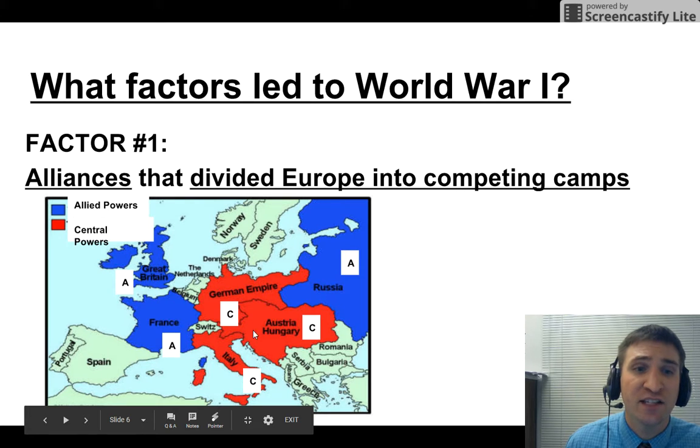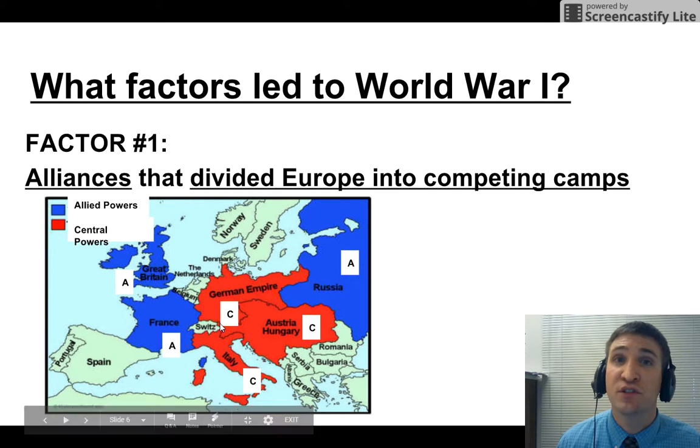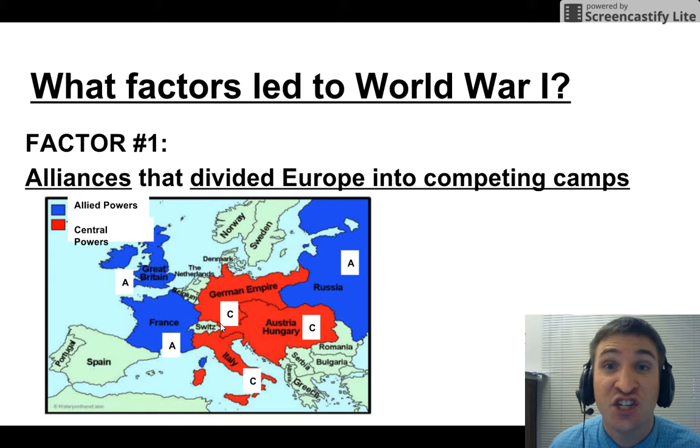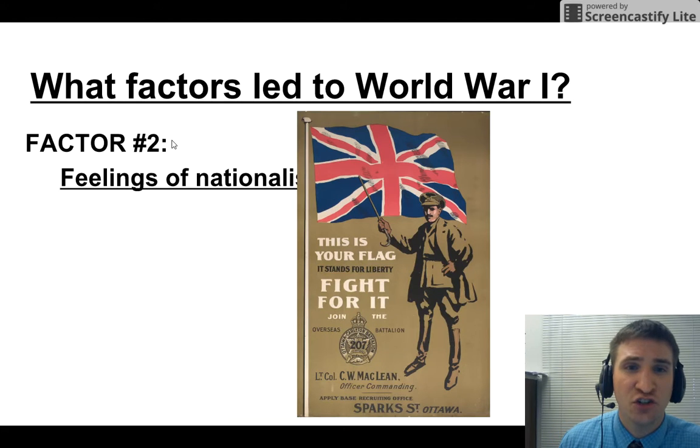Factor 2, feelings of nationalism. Nationalism. This is your flag. It stands for liberty. Fight for it. This is the British flag.